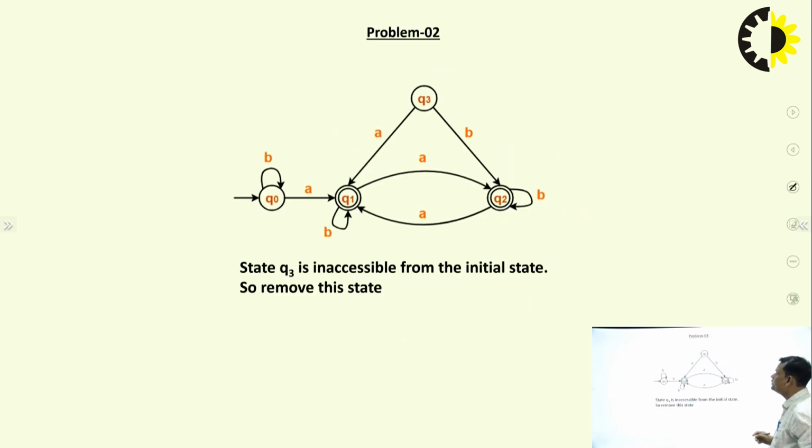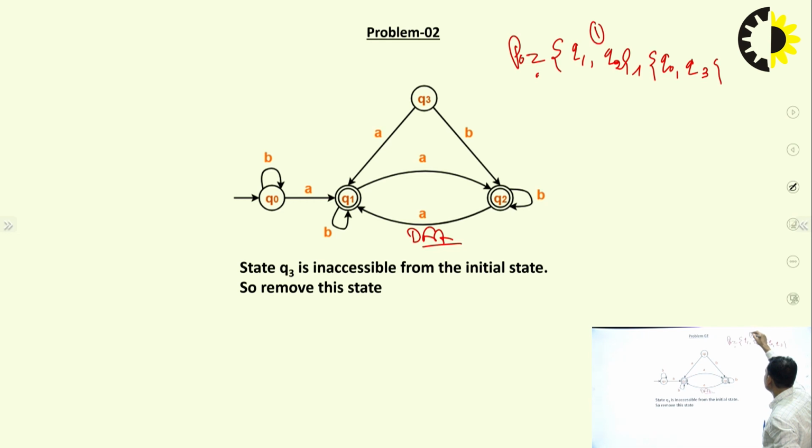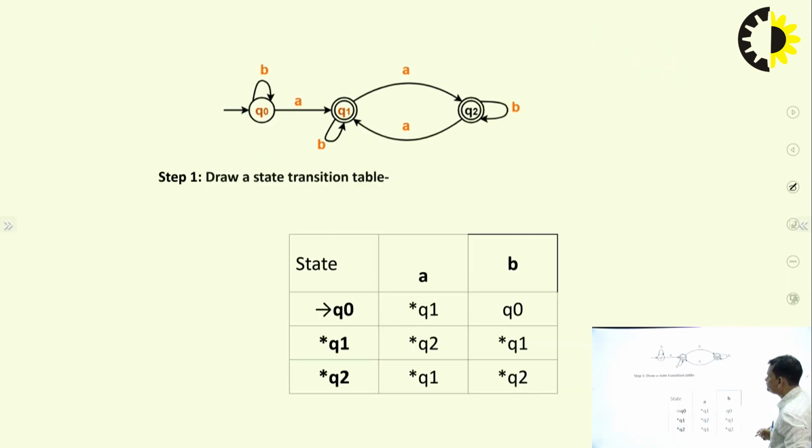Second example, problem number 2. It is a deterministic finite automata, DFA. First, P0 equals the set of final states, which is Q1 and Q2, and the second set is the set of non-final states Q0, Q3. Set number 1 and set number 2.